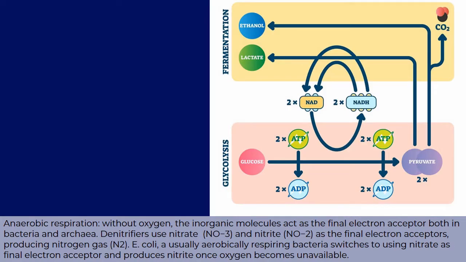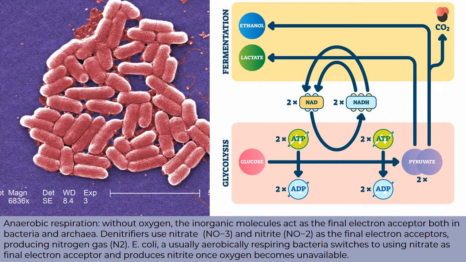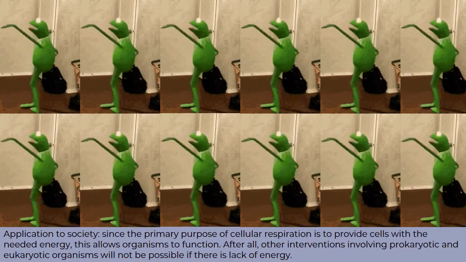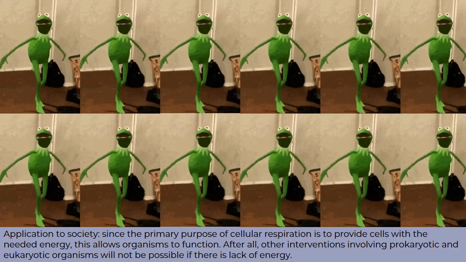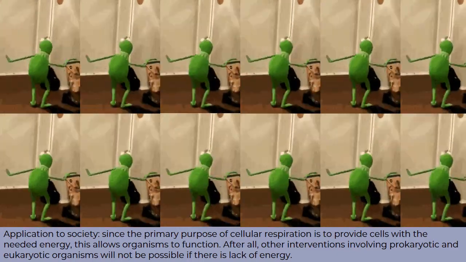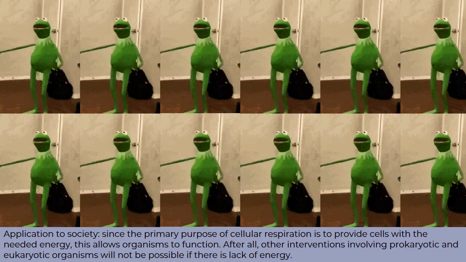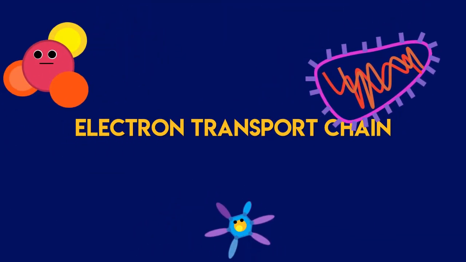During anaerobic respiration, without oxygen, the inorganic molecules act as the final electron acceptor both in bacteria and archaea. Denitrifiers use nitrate and nitrite as the final electron acceptors, producing nitrogen gas. E. coli, which is usually an aerobically respiring bacterium, switches to using nitrate as final electron acceptor and produces nitrite once oxygen becomes unavailable. Since the primary purpose of cellular respiration is to provide cells with the needed energy, this allows organisms to function. After all, other interventions involving prokaryotic and eukaryotic organisms will not be possible if there is a lack of energy.